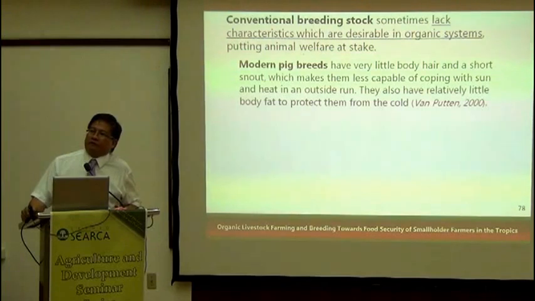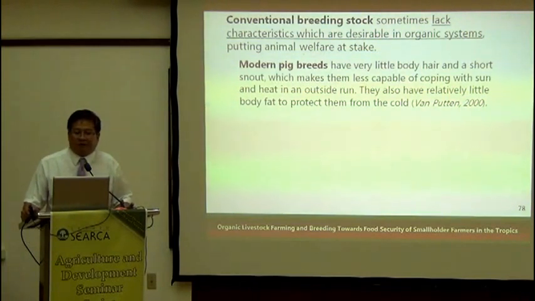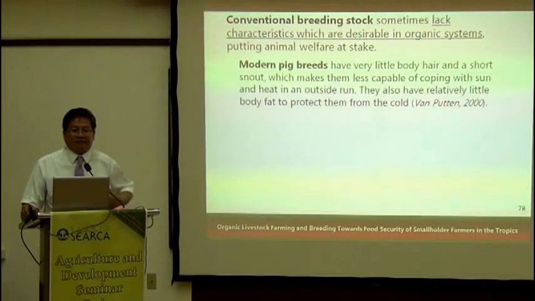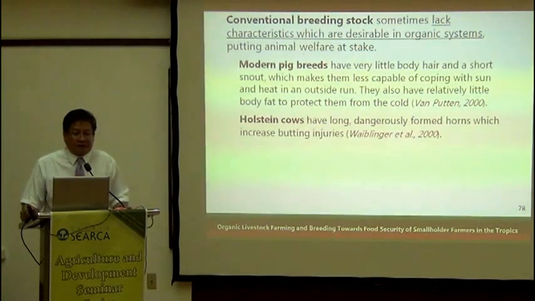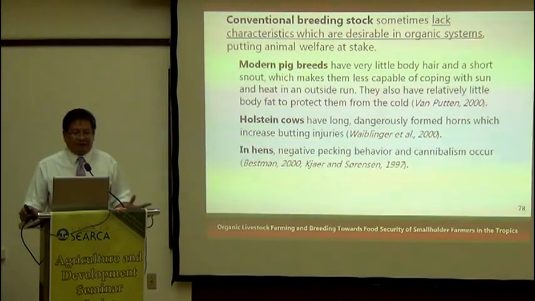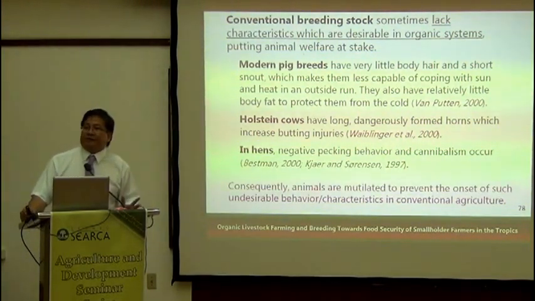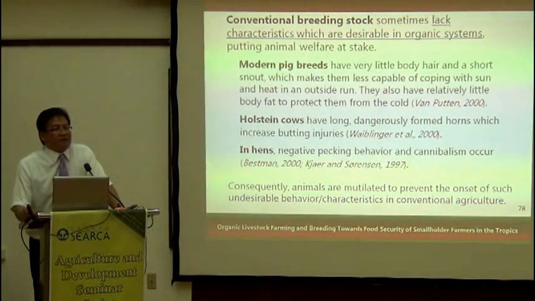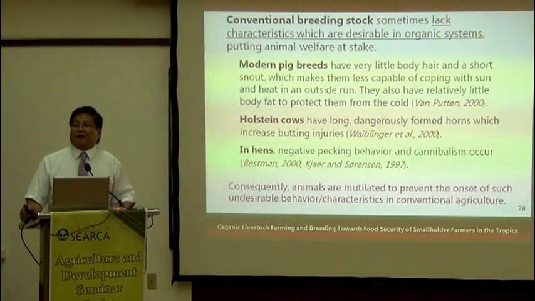For example, when we talk of the modern pigs that we have, they are known to have very little body hair, short snout, which makes them less capable of coping with the sun and the heat if you put them on an outside run. They also have relatively less body fat to protect them from the cold, especially if raised in temperate conditions. For Holstein cows, they have long, dangerously formed horns, which increase butting injuries. For hens, negative pecking behavior and cannibalism occur. And as a result, these animals are actually being mutilated to prevent the onset of such undesirable behavior characteristics that are found in conventional farming. So, kaya nagkakaroon ng mutilations.